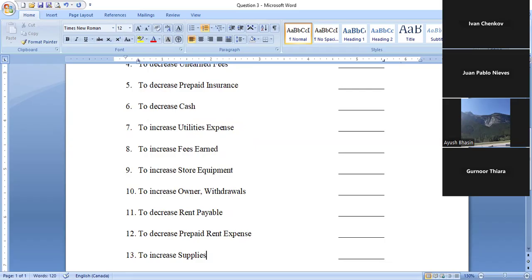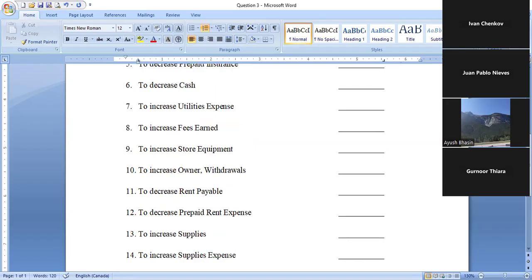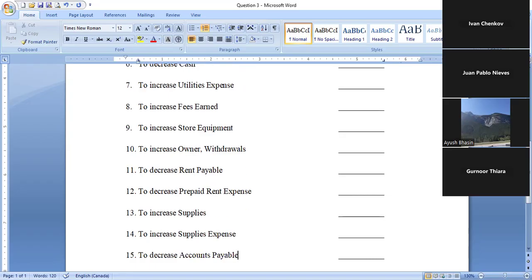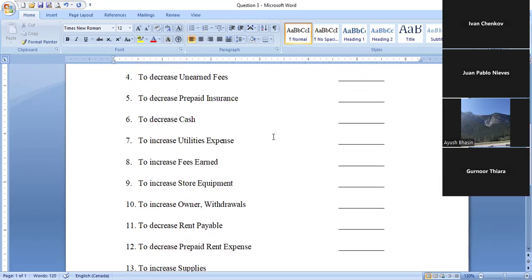Supplies. Asset account, okay. I want to increase it. Debit, I have to add on the debit side, correct. Supplies expense. Expense account, okay. I want to increase it on the debit side. Good, very good. Accounts payable. Liability account, okay. And I want to decrease it now on the debit side. Good. Very good.